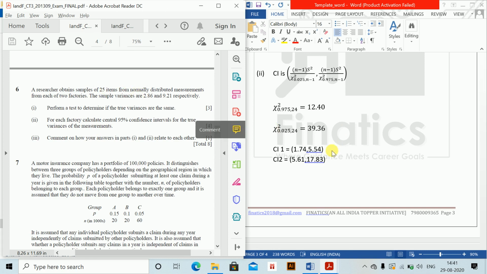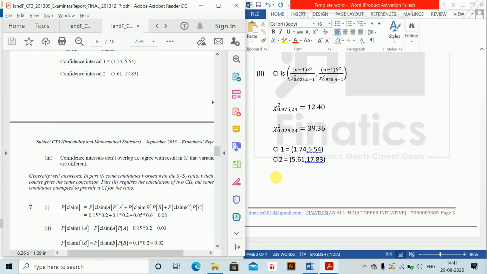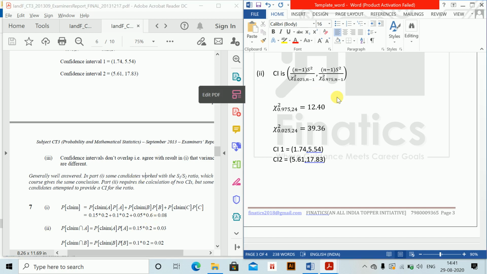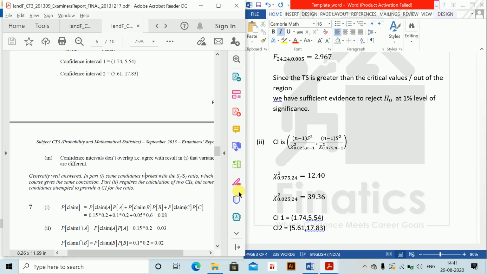We have calculated. Next is comment on how your answers in part 1 and part 2 relate to each other. So we'll see from part 1 and part 2, confidence intervals do not overlap. See, this is completely different, hence the variances are different from each other. Okay, and here also we have concluded that we have sufficient evidence to reject H0. Okay, so this is how you do your hypothesis testing.